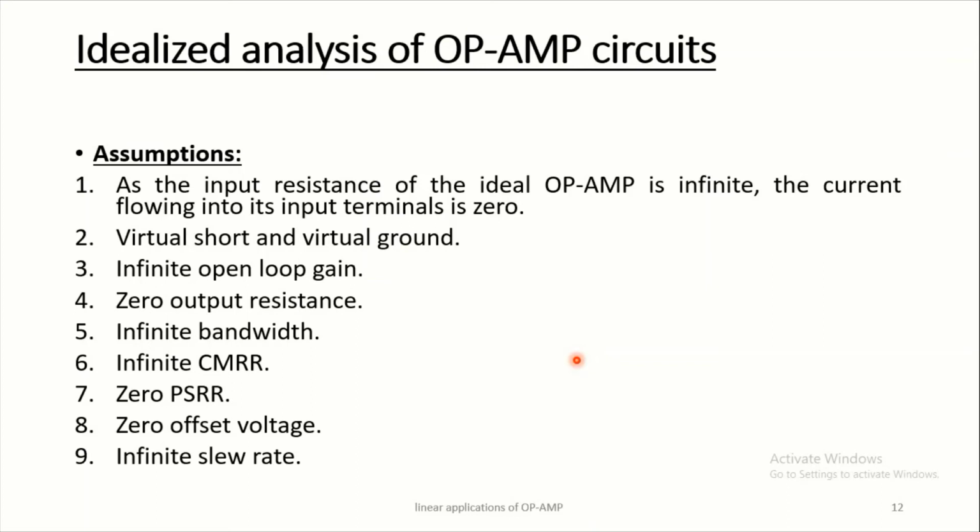Infinite CMRR. The CMRR tells how well the op-amp is able to reject the common mode signal applied to the input terminals. It is the ratio of AD by AC. Its value for an ideal op-amp is infinite. Then 0 PSRR, 0 offset voltage, and infinite slew rate. Slew rate means how fast the op-amp reaches its final value.